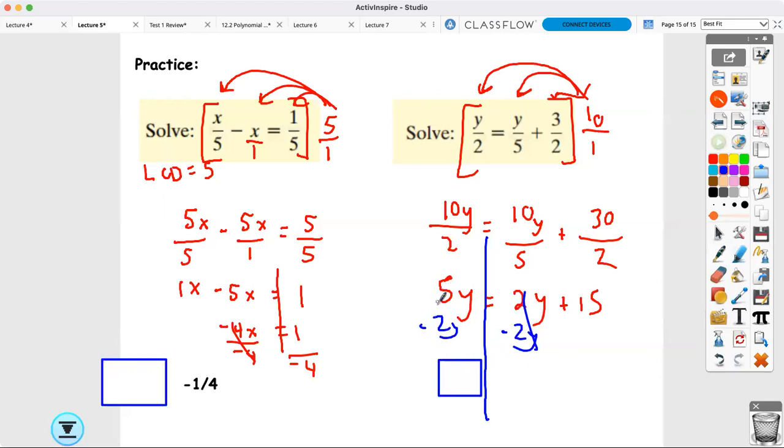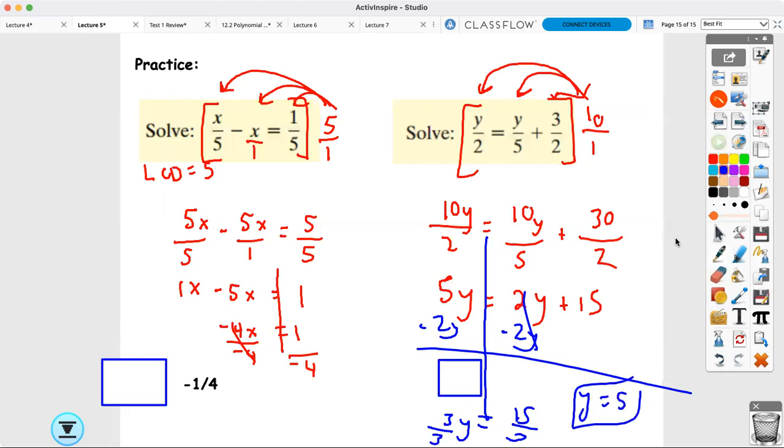Correct. So 5y take away 2y is 3y. Bring down the 15. To get rid of the 3, we divide. So we get y is equal to 5. Let's check our answer. And that was correct. What questions, if any, do we have on the procedure here?